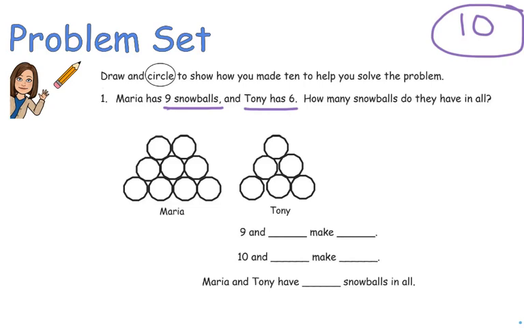How many do we need to go from 9 to 10? Let's see. This is 9. We know that. 9, 10. Oh, we only needed one more. And I'm going to write 10 in there.